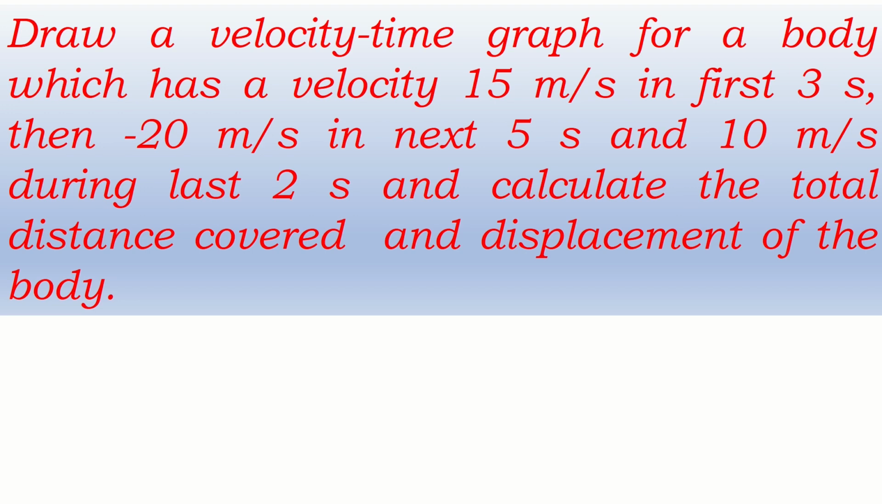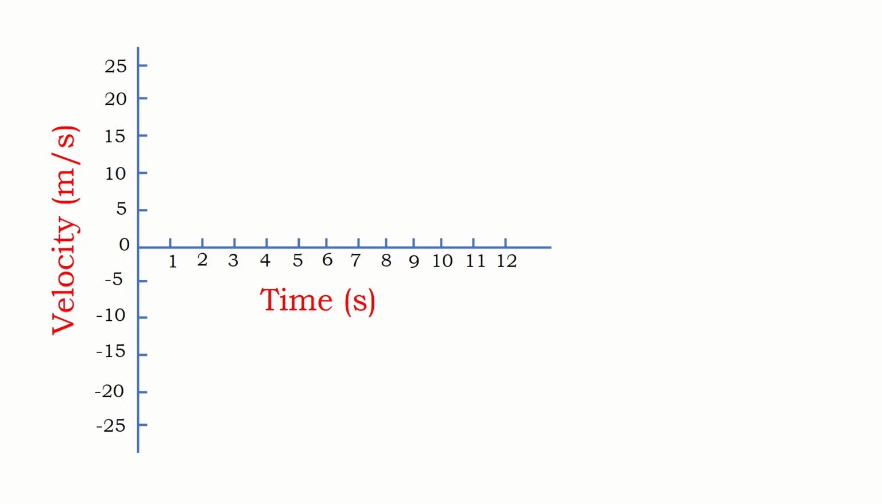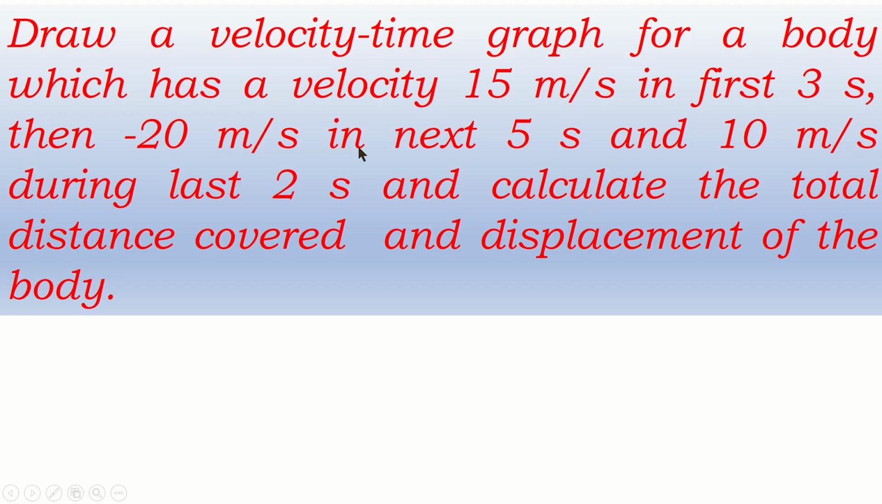Draw a velocity time graph for a body which has a velocity 15 meter per second in the first 3 seconds. How can we plot it? Here we have 15 meter per second and the motion goes up to 3 seconds, up to this point, and that's why we can draw a straight line which represents the motion of the body at 15 meter per second till 3 seconds.